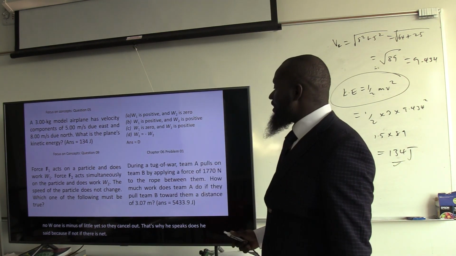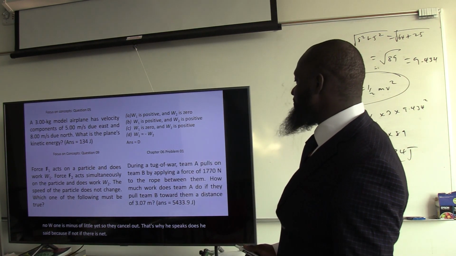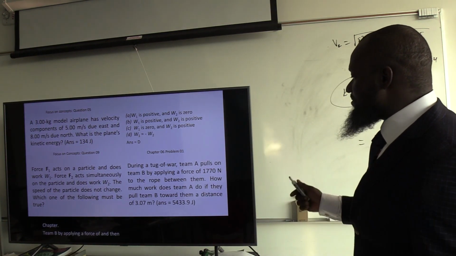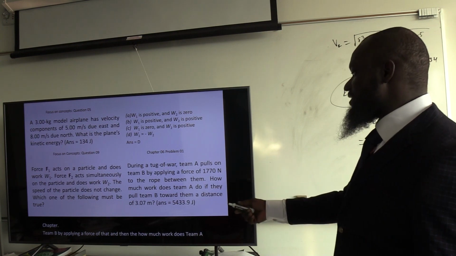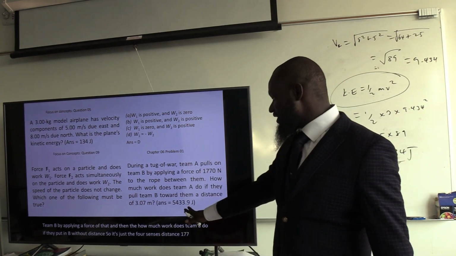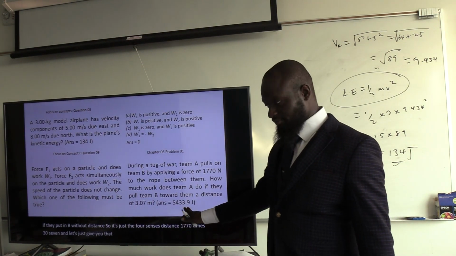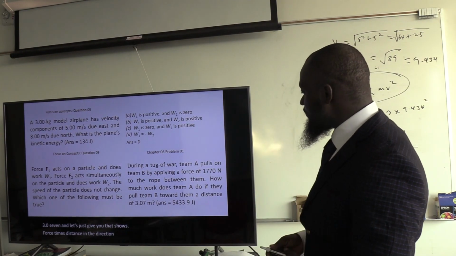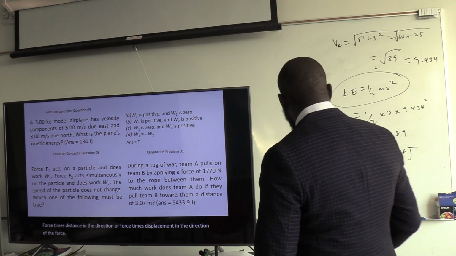Chapter 06, problem 01. During the tug of war, Team A pulls on Team B by applying the force of that. And then how much work does Team A do if they pull Team B that distance? So it's just the force times the distance. 1770 times 3.07. And then it will give you that in joules. Is that okay? Force times distance in the direction, or force times the displacement in the direction of the force. So let's go to the next one.